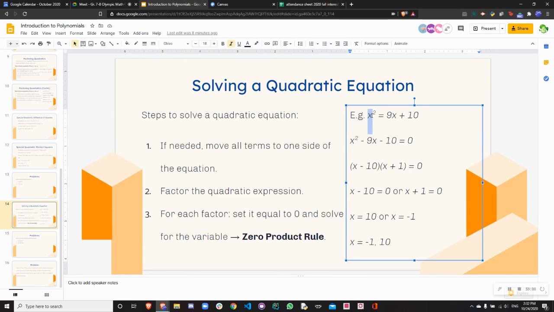Now let's look at an example. We have x squared equals 9x plus 10. First, we have to move all of these terms to one side. So we can move 9x plus 10 to the left side to get x squared minus 9x minus 10 equals 0. Then to factor it, first find two numbers that multiply to negative 10 and also add to negative 9. We get negative 10 and positive 1. You can guess and check those numbers, but it works. So we have x minus 10 times x plus 1 is equal to 0.